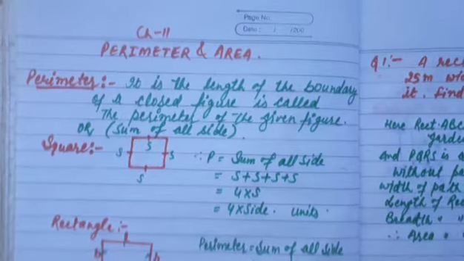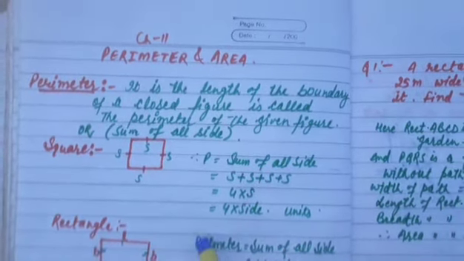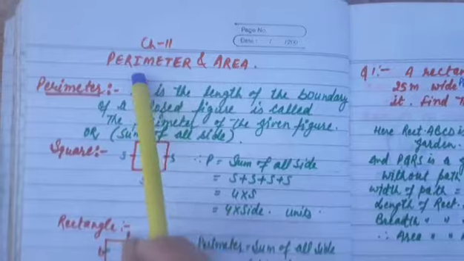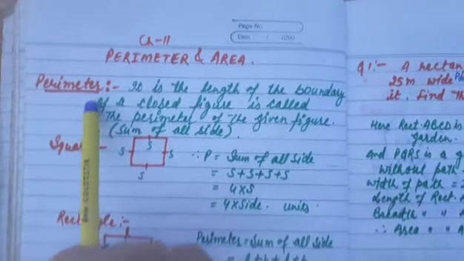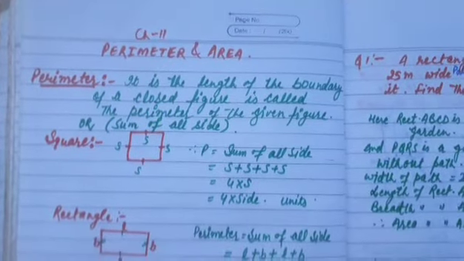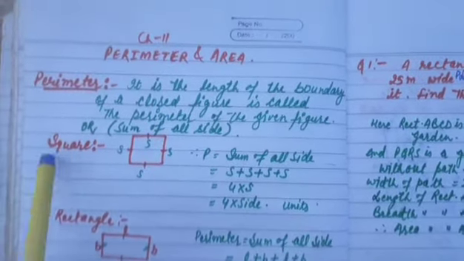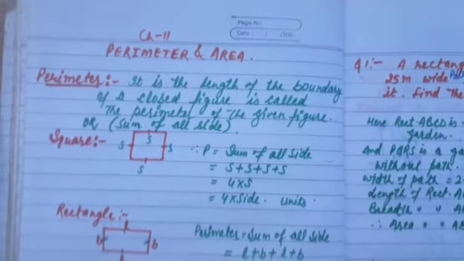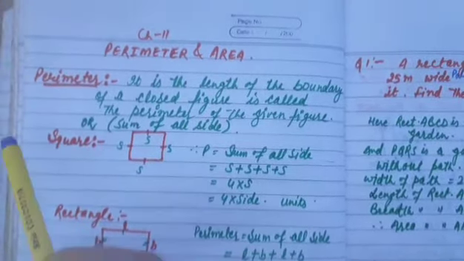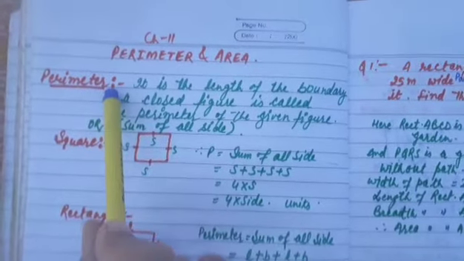Hello students, today we are going to discuss a new chapter, that is chapter number 11. It is related to perimeter and area. Firstly, perimeter. In this whole chapter we will discuss perimeter and area of different shapes: square, rectangle, triangle, etc. Circle is also there.